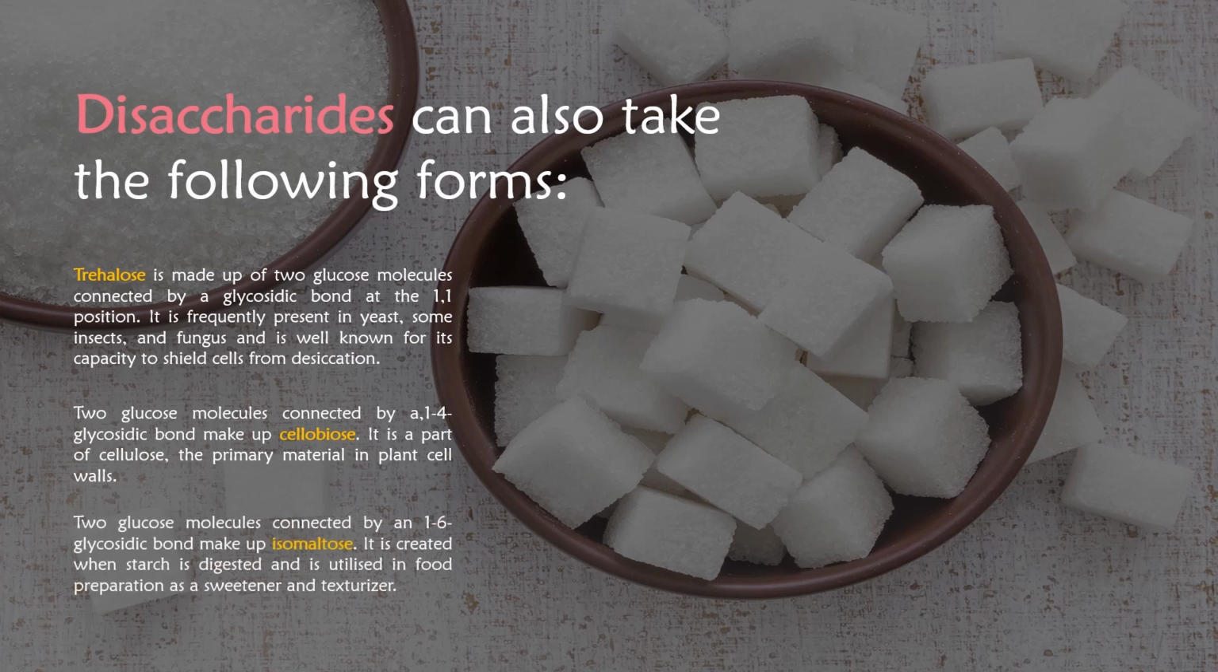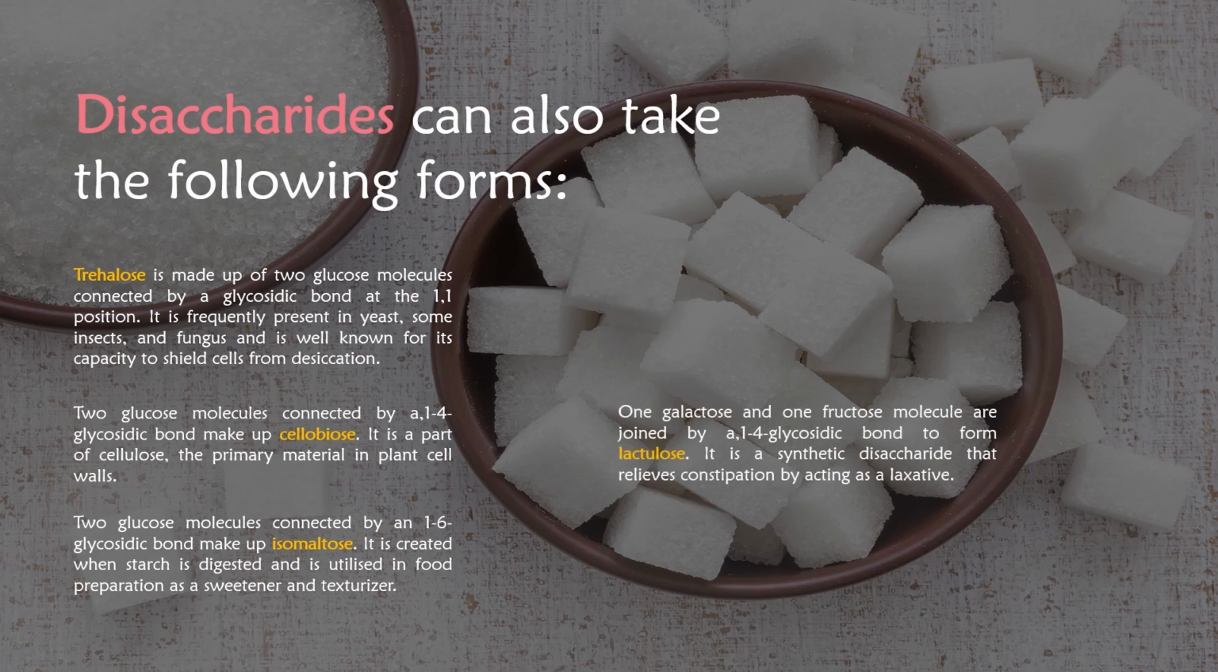Two glucose molecules connected by a 1-6 glycosidic bond make up isomaltose. It is created when starch is digested and is utilized in food preparation as a sweetener and texturizer. One galactose and one fructose molecule are joined by a 1-4 glycosidic bond to form lactulose.